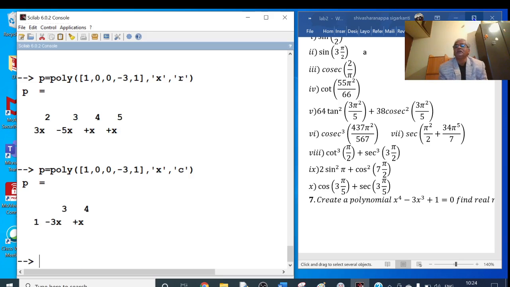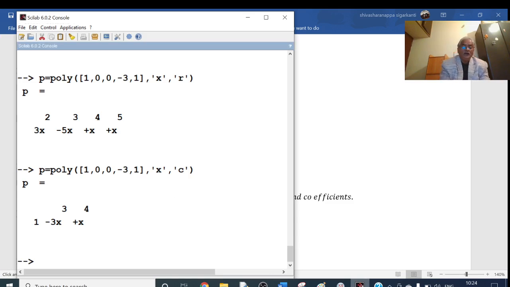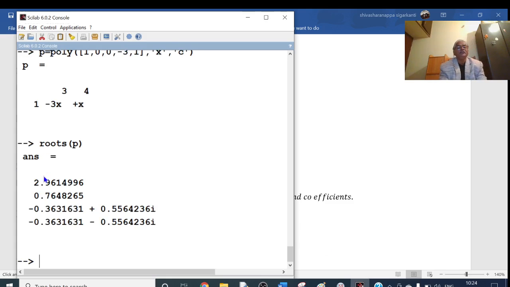Next, what is the question here? Find the roots and the coefficients. To find the roots and coefficients, the command is ROOTS within the bracket. I have named this polynomial as P. Okay, just I will type P here. Close the bracket, enter. Okay, these are the roots.